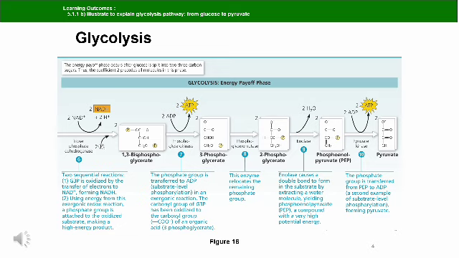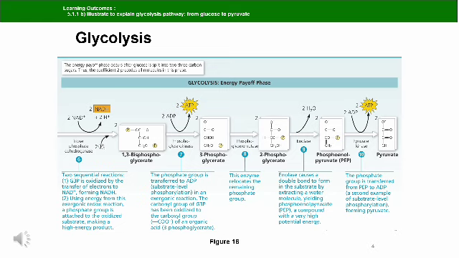Step 10. Substrate-level phosphorylation. A phosphate group is transferred from phosphoenolpyruvate to ADP, forming ATP via substrate-level phosphorylation, and forming pyruvate. Since this step occurs twice for each glucose molecule, 2 ATP and 2 molecules of pyruvate are produced.